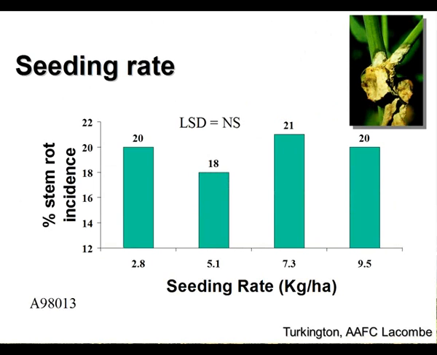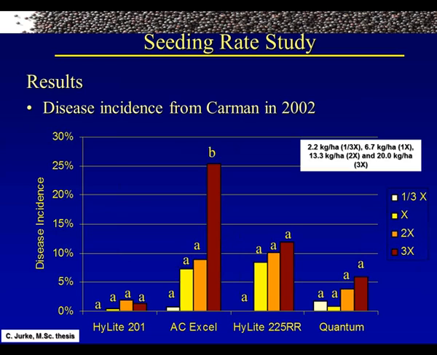Seeding rate. There's some variable results here. We've done work over the years. Here's some work from Lacombe showing no relationship between seeding rate and Sclerotinia. But if we look at some work from Clint Yerke with the Canola Council as part of his master's thesis here at Carman in 2002, Clint looked at a range of seeding rates, anywhere from 2.2 kilograms per hectare up to 20 kilograms per hectare, and a number of different varieties.